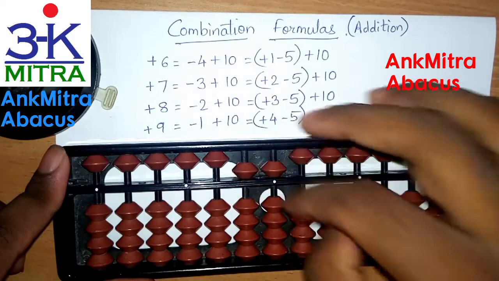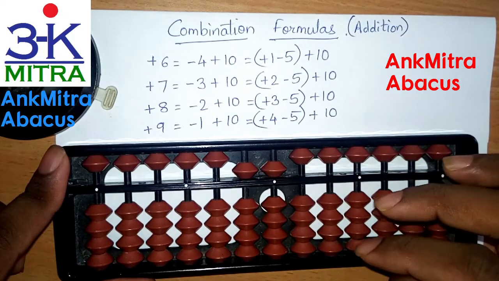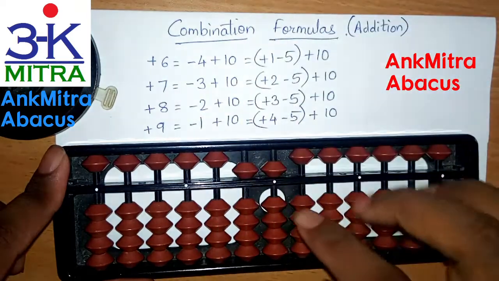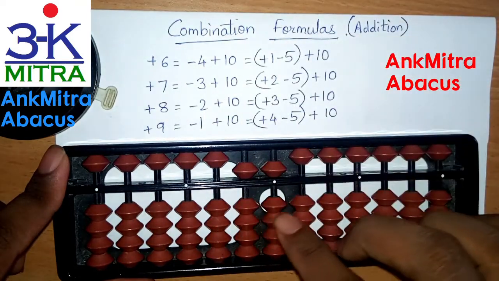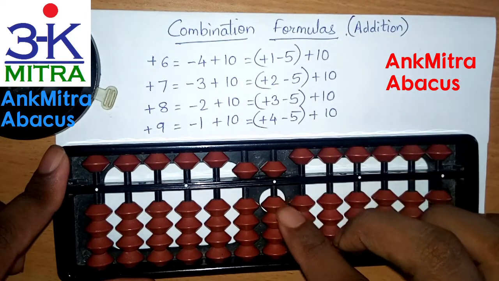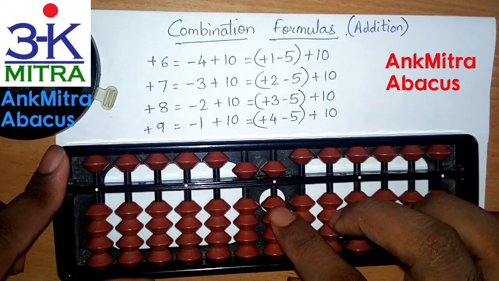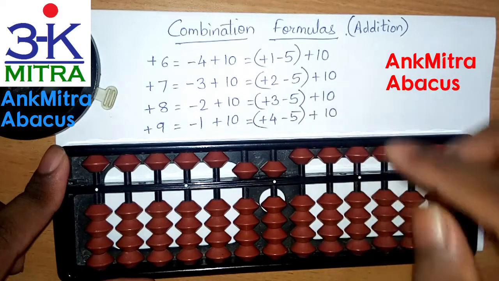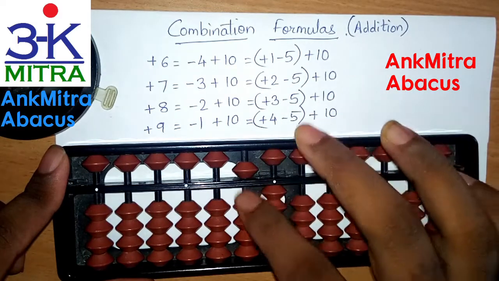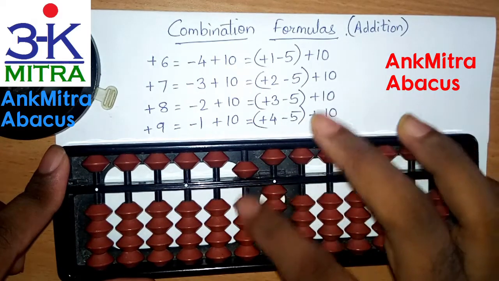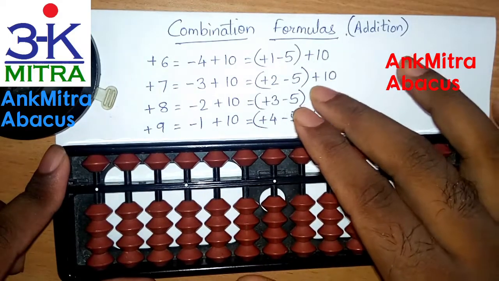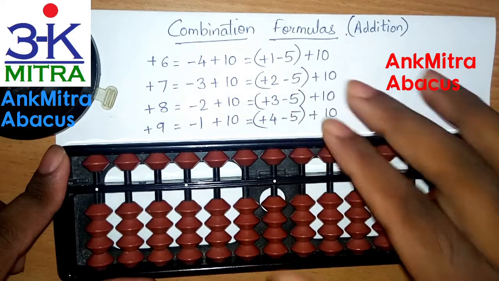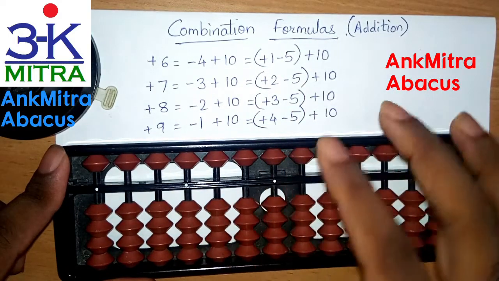Another example, let's say we have the number 55 with us and we are supposed to add 8 to this. For adding 8, we don't have 2 beads available to subtract on this rod. So what we do is we use the combination formula, which is plus 3 minus 5 plus 10. Okay. Similarly, the combination formula might need to be used on any of the rods depending on the digit.